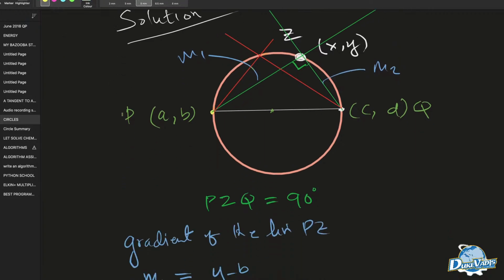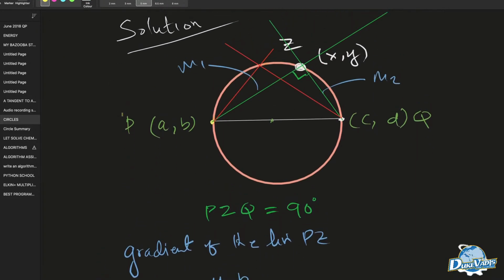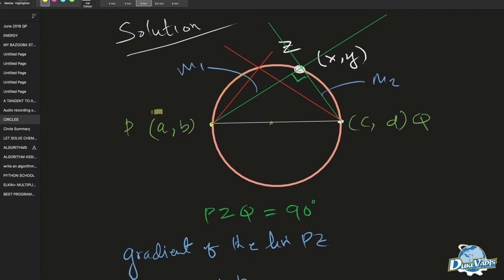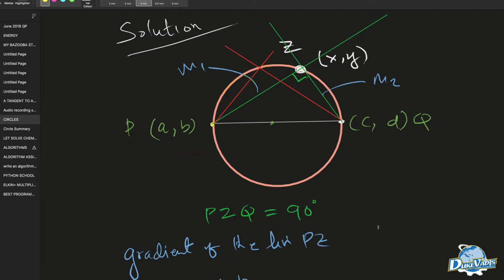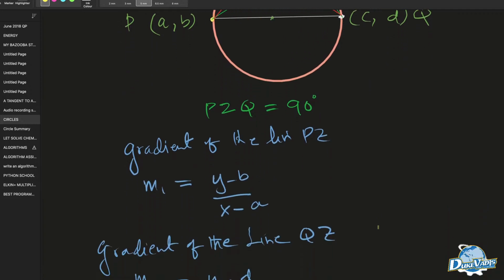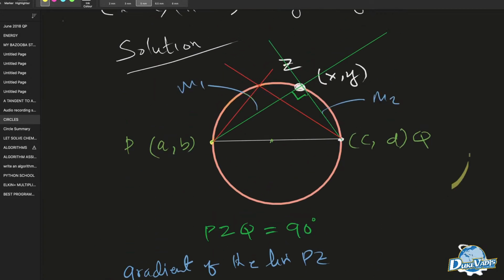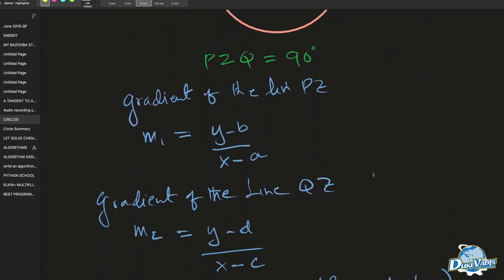So now, when we look at the diagram, we know that we can find the gradient of the line PZ. Considering the coordinates of (a, b) and the coordinate (x, y), our gradient of the line PZ will be (y minus b) over (x minus a). In the same way, the gradient of the line QZ will be (y minus d) over (x minus c).